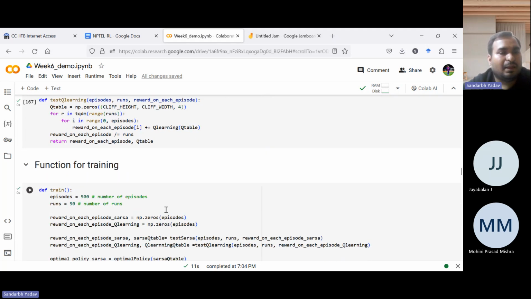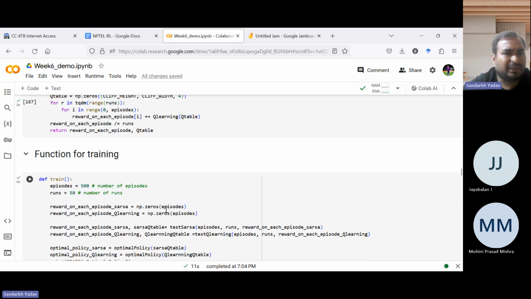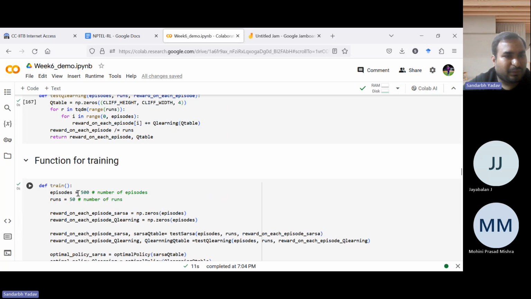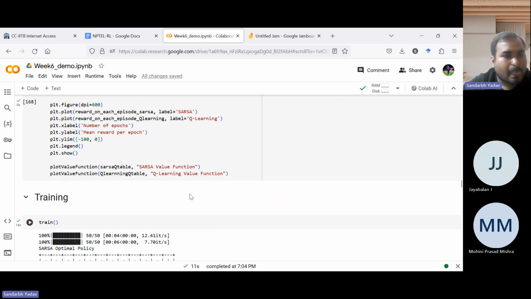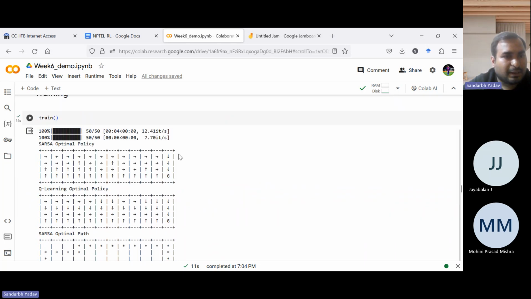So now I'll show you the actual function. There's not much happening here. This is just getting called again and again, and the number of episodes is 500 and the runs is 50. It's already around 7:30, so maybe I'll show you the actual thing. I have already run this in the beginning, so it has run by now. So this progress has happened. The first one corresponds to SARSA, the second one corresponds to Q learning.